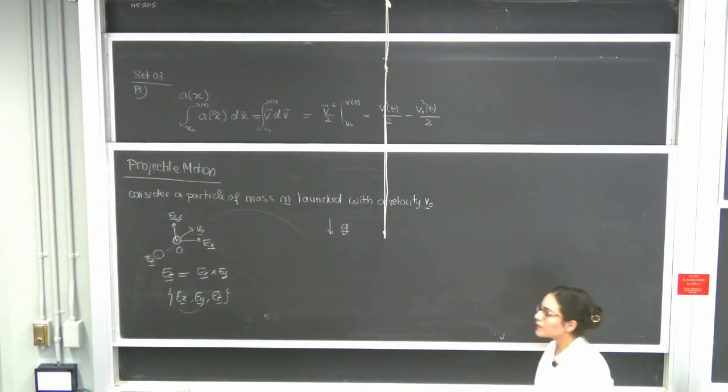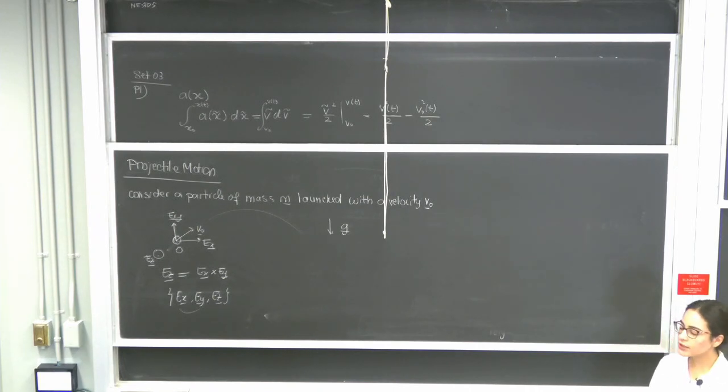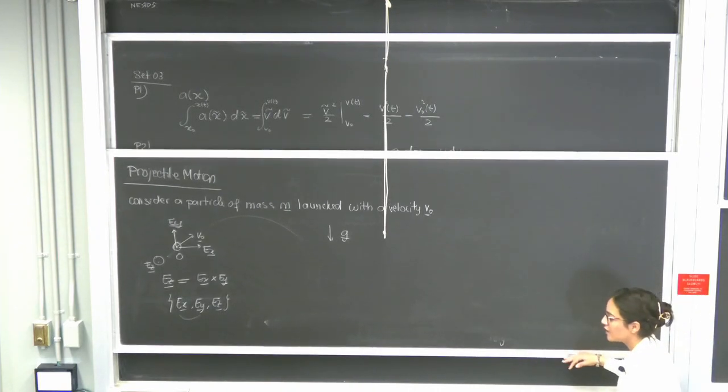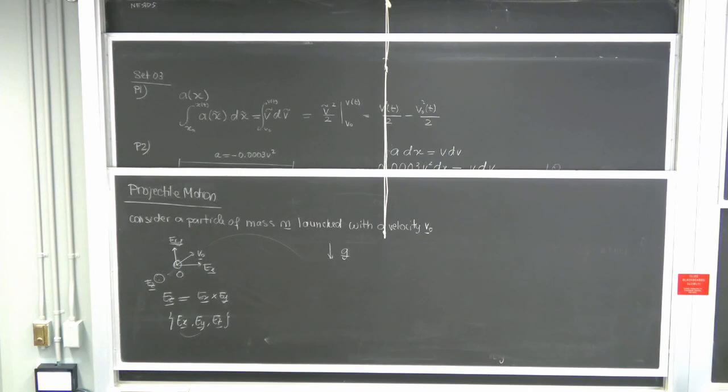Really, we don't need to worry about Ez in this problem. You're going to see that the acceleration along Ez is going to be 0, because the sum of forces along Ez is going to be 0. But we'll get to that. We won't assume; we're going to derive things step by step.